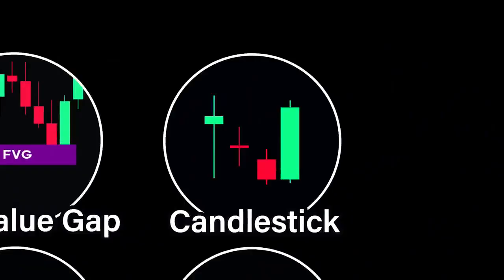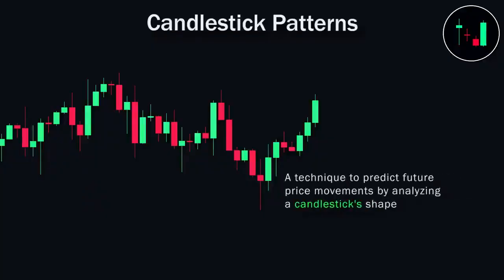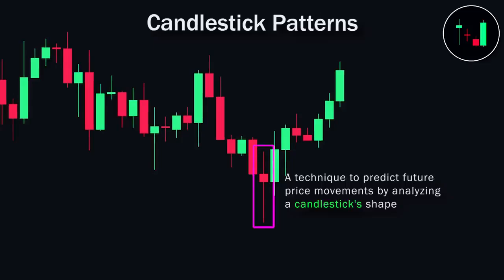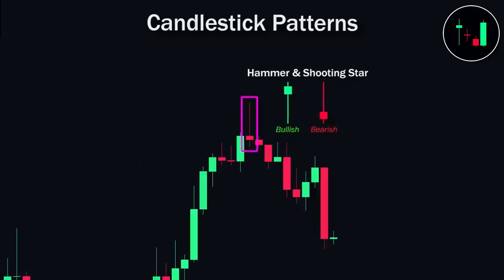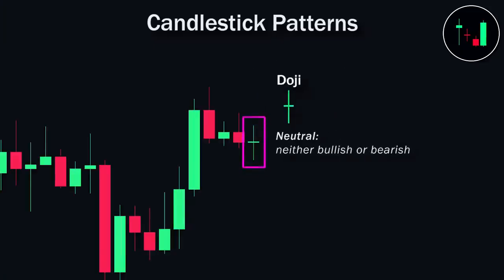Candlestick Patterns. It is a technique that traders use to analyze future price movements by looking at specific candlestick shapes. Notable candlestick patterns include engulfing patterns, which signal strong momentum towards the direction of the engulfing candle, hammer and shooting star patterns, which indicates rejection as shown by the long wick on one side, doji patterns, which signals neutrality in the market.